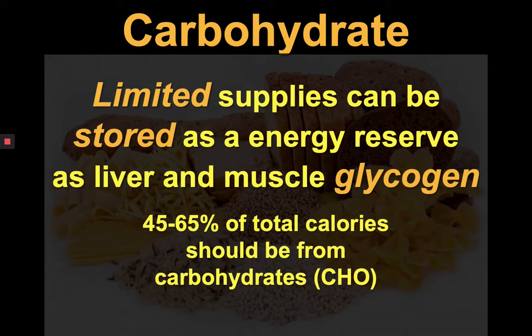However, carbohydrates are very limited in supply and can be stored as an energy reservoir in the liver and in muscle in the form of glycogen. So we do have storages of carbohydrate, but it is very limited in nature. In your everyday diet, between 45 and 65% of your calories should be coming from carbohydrates. We utilize carbohydrates a lot, and it's important for us to consume them to maintain a healthy lifestyle.